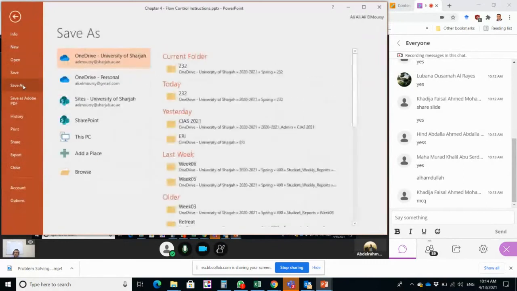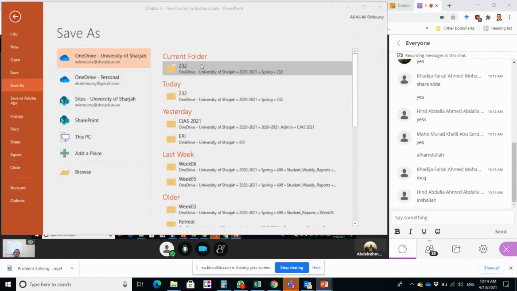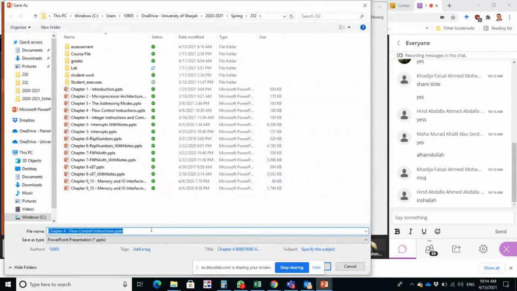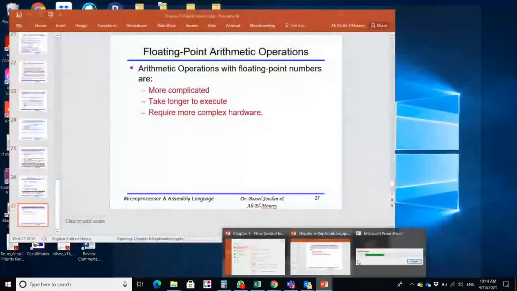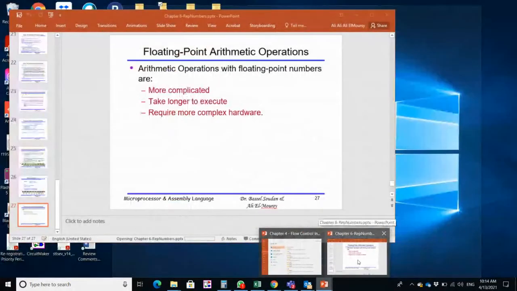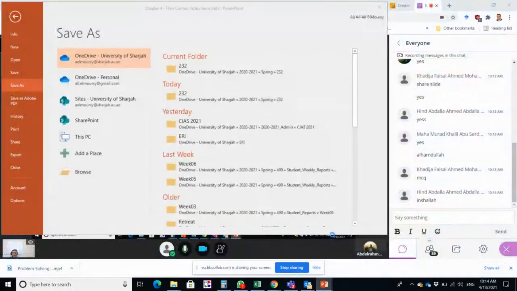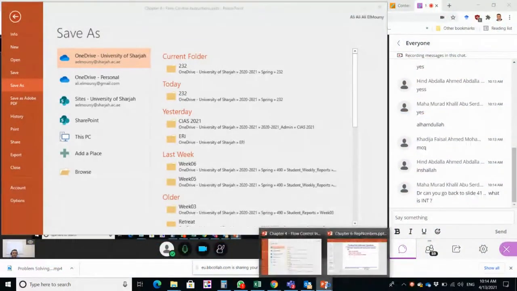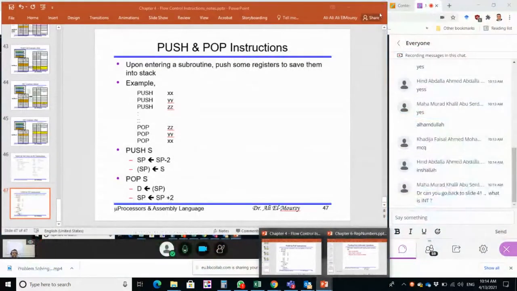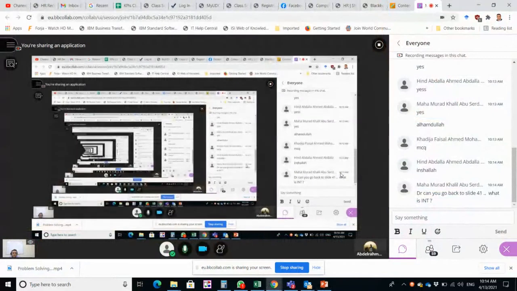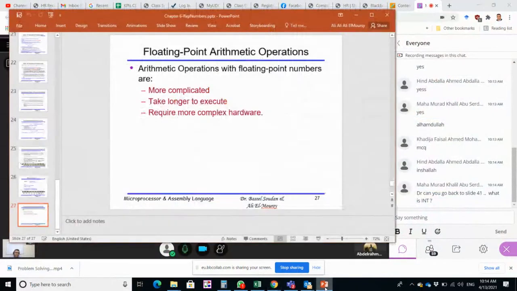We made some changes in the slides, so let's take a snapshot of them. Now we need to move to something completely different and new. We want to start the new chapter.